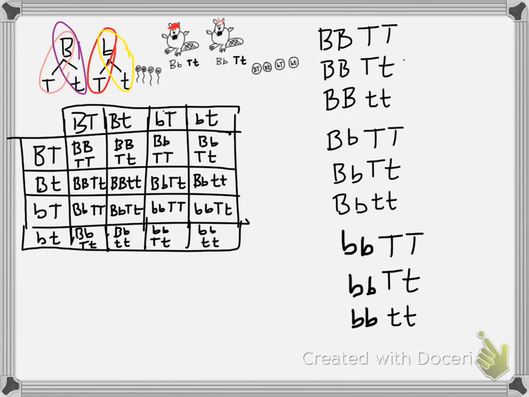Now, when we tally these, it really helps to mark them off. I see 1 of these. I see 2 of these. I see 1 of these. Hey, 1 to 2 to 1. That's weird.